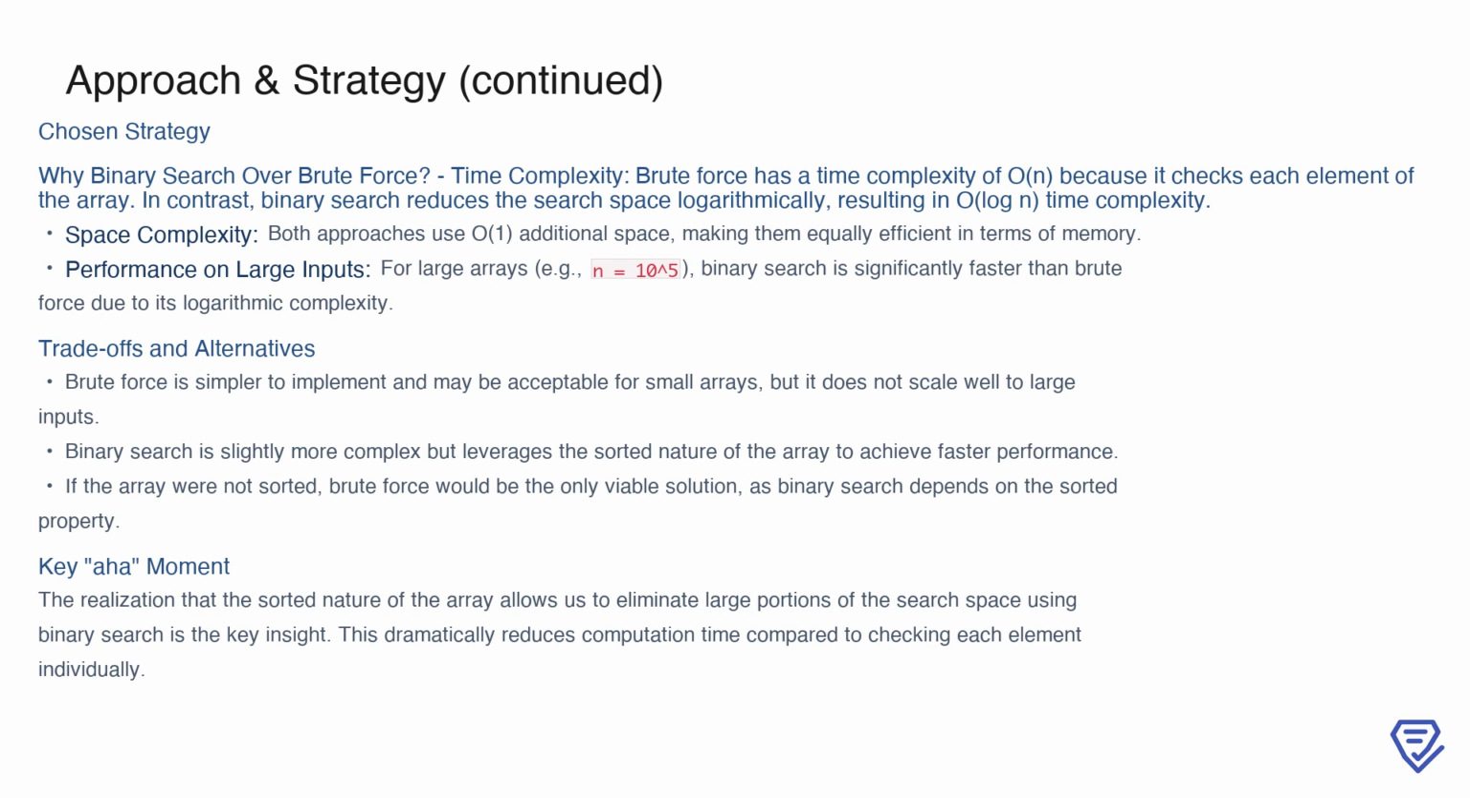That being said, there are trade-offs to consider. Brute force is simpler to implement and may be sufficient for small arrays, where the difference in execution time is negligible. Binary search, while slightly more complex, is the better choice for large inputs due to its scalability. It's also worth noting that if the array weren't sorted, binary search wouldn't be applicable, and brute force would be the only viable option. The key insight here is recognizing that the sorted nature of the array allows us to eliminate large portions of the search space, which dramatically improves efficiency.